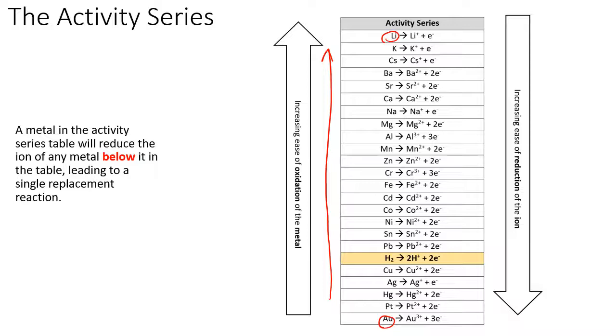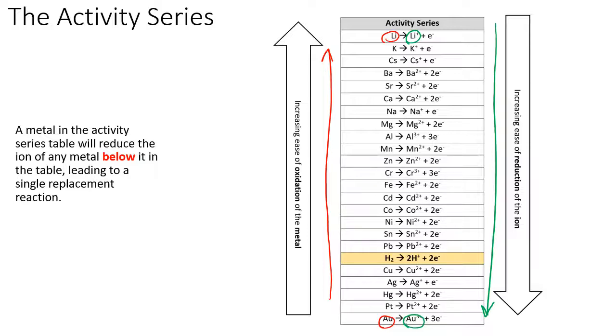On the opposite side, looking at the ions as we go from top to bottom, this is showing us the increasing ease of reduction of the ion. That means that lithium ion does not want to be reduced back to solid lithium. It would much rather be oxidized. At the bottom, our gold 3 plus ion really would like to be reduced back to gold. It's got the greatest ease of reduction.